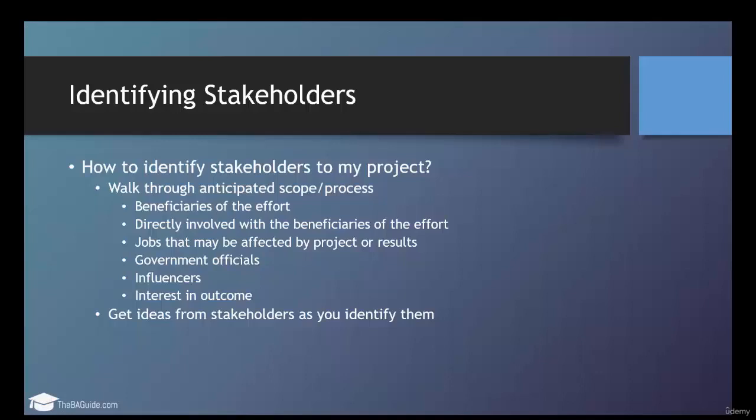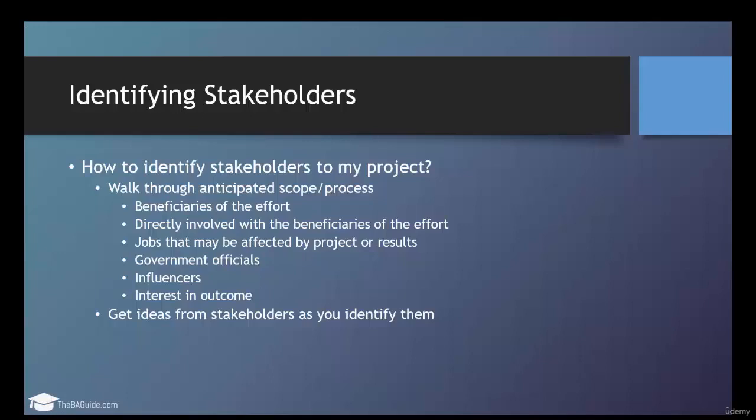And as I walk through, I'm thinking about, okay, who's going to benefit from the effort? Those are definitely stakeholders. So that could be employees, that could be customers, that could be government agencies, it could be cities and community, it could pretty much be anybody. So I'm going to think about, okay, who's going to benefit from this project?